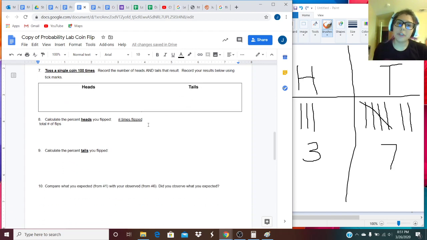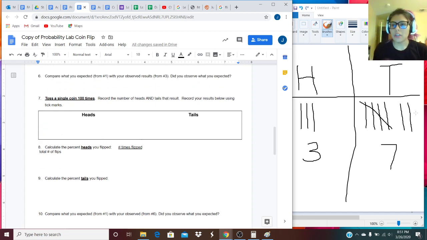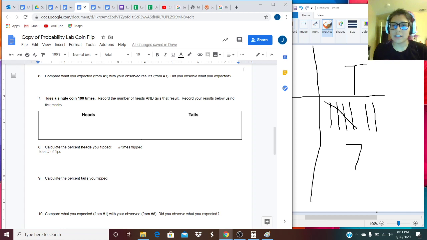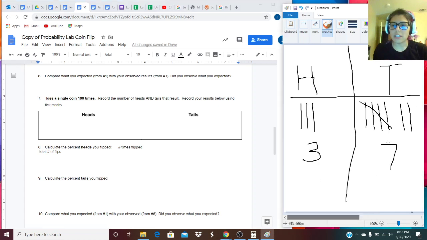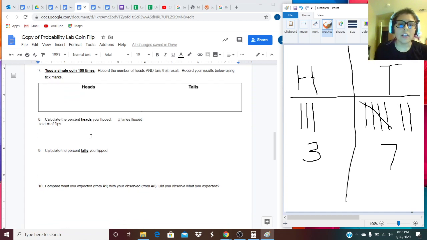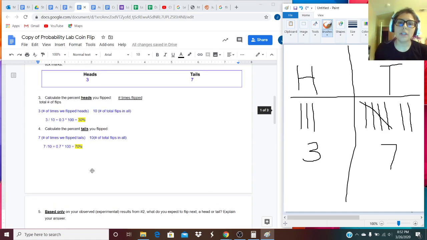Now, you're going to do the flipping of the coin again, but this time you're going to do it 100 times. That's why I stress that you do the tally marks on a separate sheet of paper, just so you don't lose track of how many times you flipped, okay? And for 8 and 9, again, you're just calculating how many times you flipped heads and how many times you flipped tails.